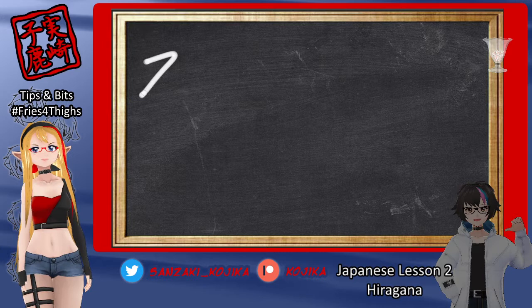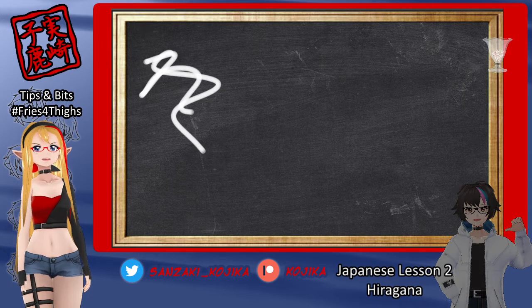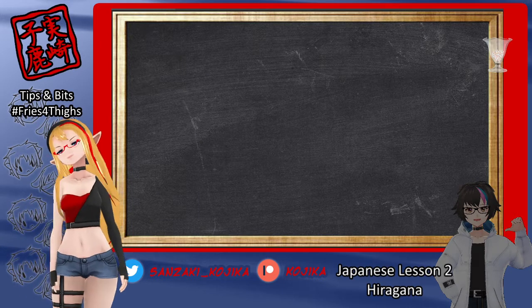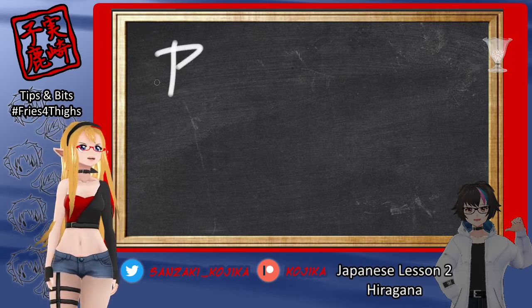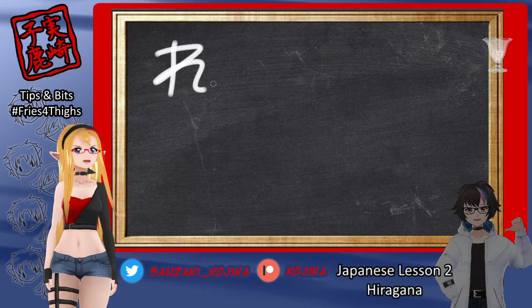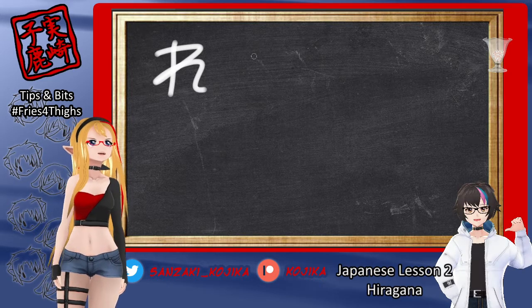Here's his re. What are you doing? You're doing the stroke order horribly. I mean, it's technically re. He gave up. I gave up. It looks terrible.